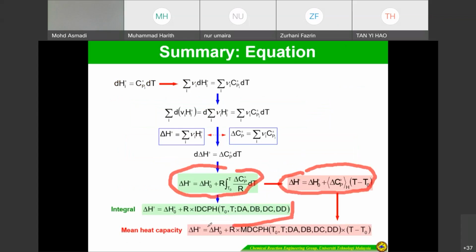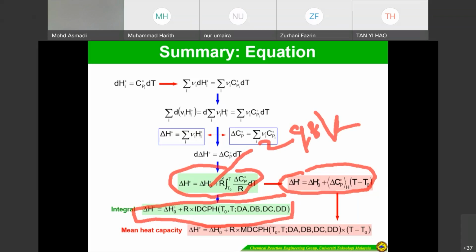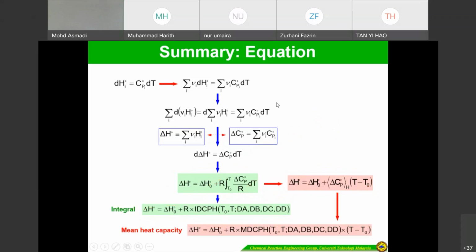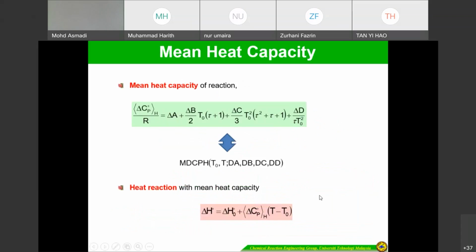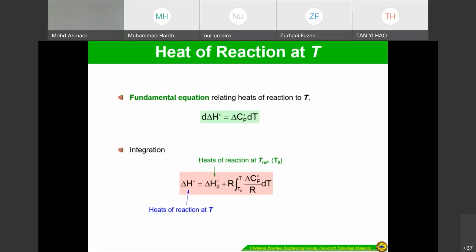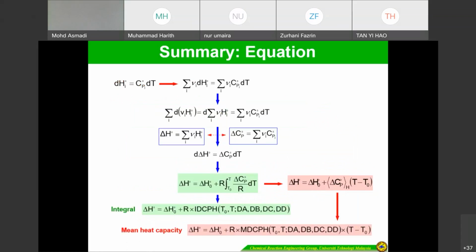So actually we can summarize delta H naught. Generally, this one we refer to as 298 Kelvin. Some books use 0, some books use 298, so it's similar. Okay, this one is integration, and this one is mean heat capacity. For the actual equation, please refer to the previous one, and you can also refer to the main textbook. Integration form, integral, and also mean heat capacity form. Okay, this is important. You have to highlight this equation.